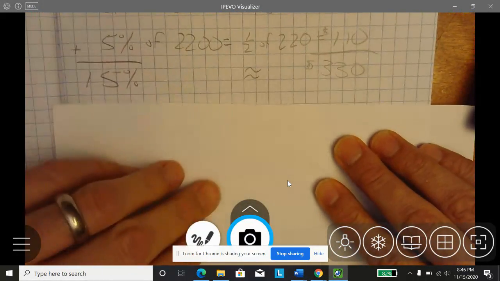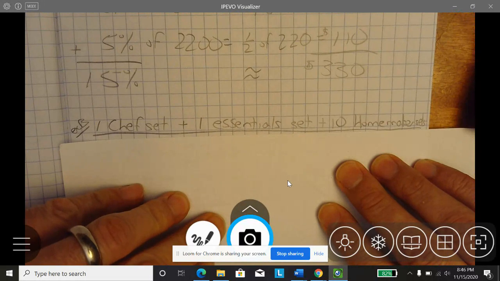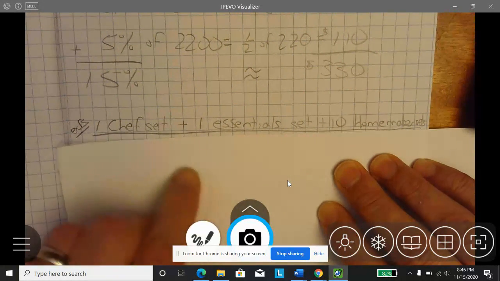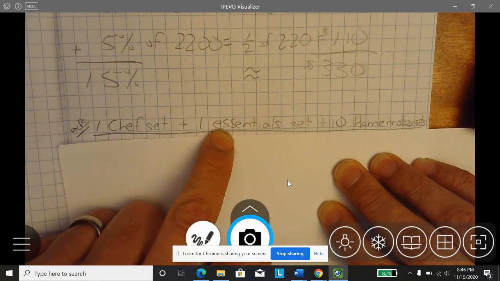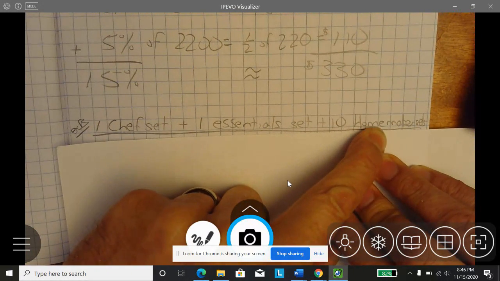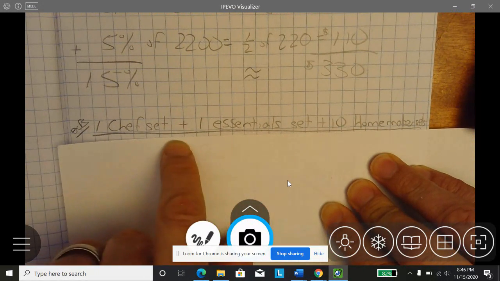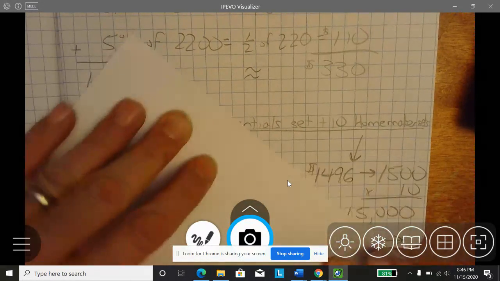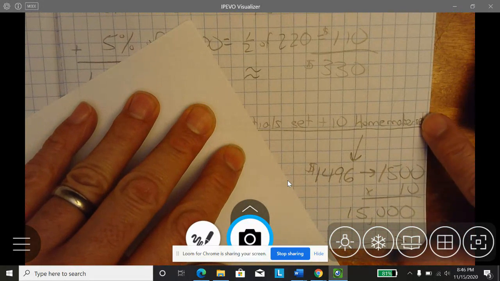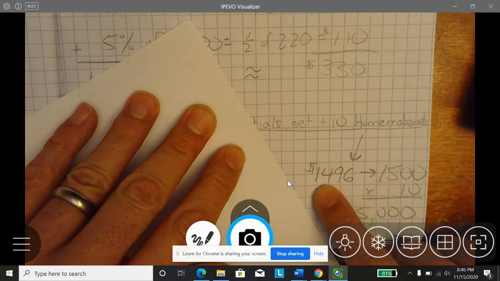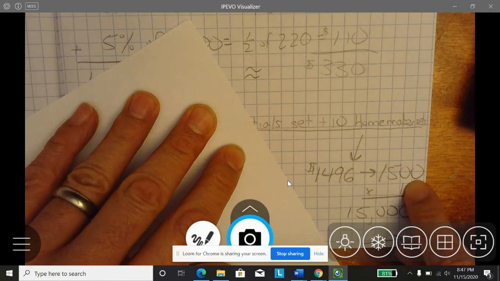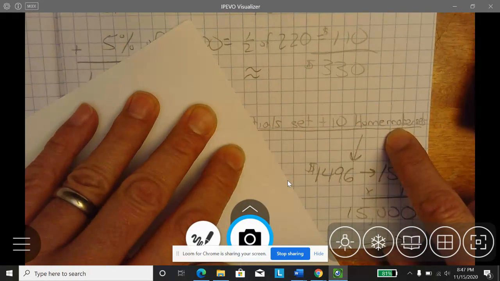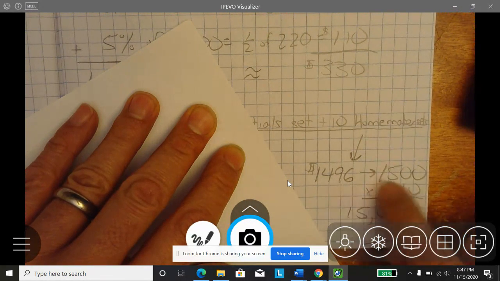So let's look at another example, a little more complicated. Some people were awesome sellers. So if you were able to sell one chef set, one essential set, and 10 homemaker sets, the first thing you want to do is figure out how much total you sold for Cutco. First I would figure out how much is 10 homemaker sets. A homemaker set, again, up at the top, we said was $1,496. I'll estimate that to about $1,500. Now I'm going to multiply by 10 because I'm selling 10 of them, not dividing by 10 here.